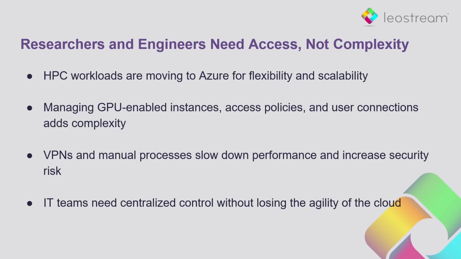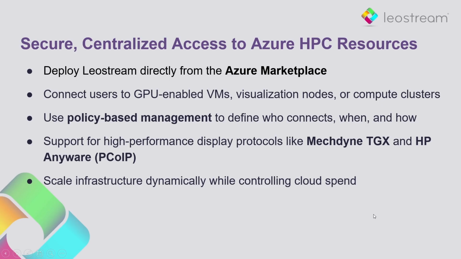And you want to do that in a way that's secure, which means implementing a VPN is not going to be ideal for you. Not only is that VPN not particularly secure, but it's also a manual process of onboarding users. And then for high performance compute and graphics workloads, those VPNs can really slow down the performance. So what IT needs as they look at putting HPC workloads in Azure is a centralized way to control capacity in the cloud, power state in the cloud, and also access. And that is where Leostream comes into play.